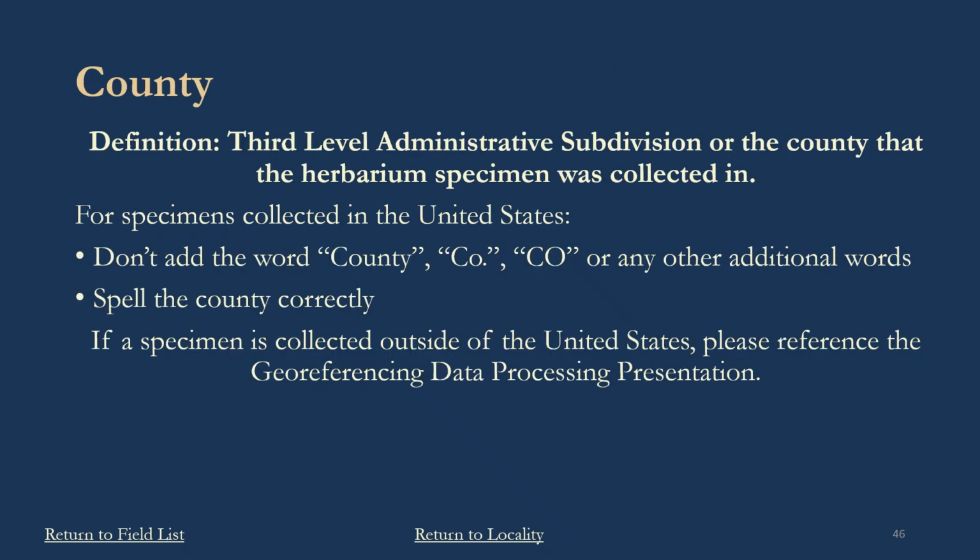The third level administrative subdivision, or the county that the herbarium specimen was collected in, goes in this field. For specimens collected in the United States, don't add the word county, co., or any additional words. Spell the county correctly. This is an index field, so the county name should appear as you are typing. If a specimen is collected outside of the United States, please reference the georeferencing data processing presentation.